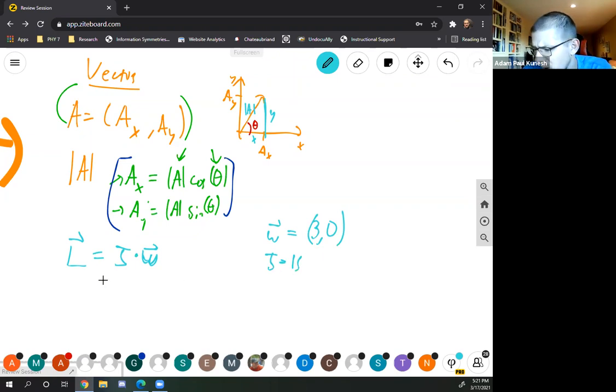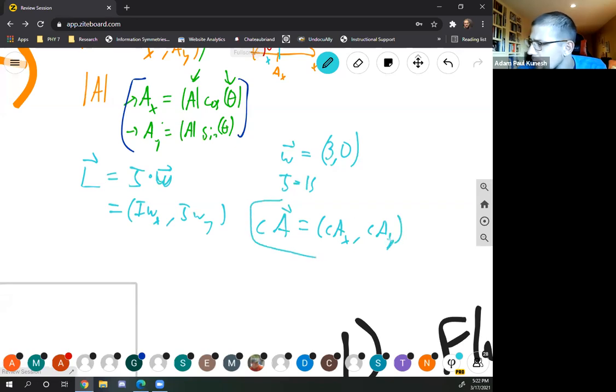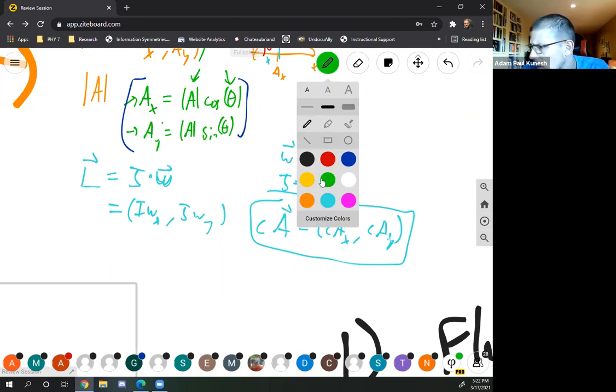Then when I multiply these things together, what I do is I just apply the scalar to each. So it'd be like I times omega in the x direction, comma I times omega in the y direction. So I just multiply each component by the scalar. That's multiplication by a scalar. To write that in terms of mathy notation, if I say C times A, where A is a vector and C is a scalar, that's just C times AX, comma C times AY. Each component gets scaled by the scalar. Cool.